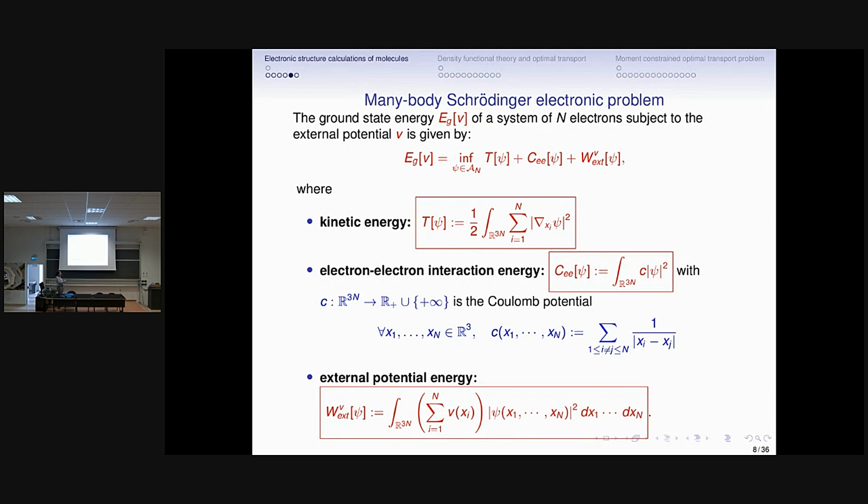So here you still see an integral times the square modulus of psi, the wave function, times the sum of the values of the external potential evaluated at the positions of all the electrons in the system. All in all, if you want to identify the ground state energy of your system of electrons within the molecule, in the presence of this external potential, you have to find some psi in the admissible set of wave functions that minimizes this energy, that is the sum of these three terms.